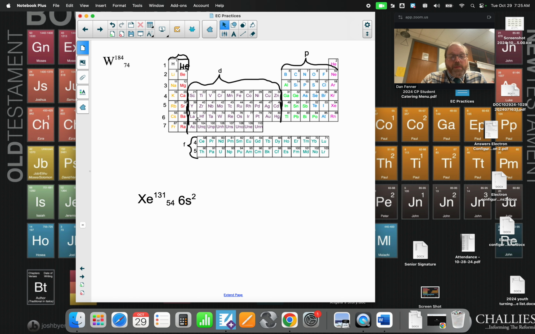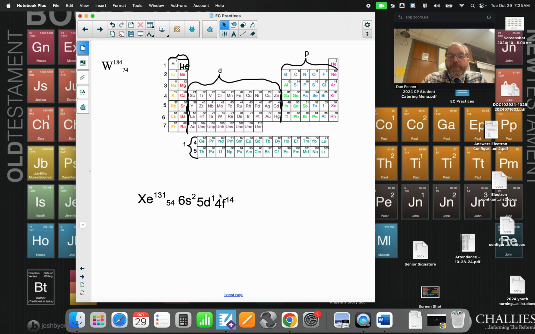Lanthanum. Lanthanum, remember, we count that one. We have to show the reader we're going through lanthanum. So it's 5d1. Now from here, 57, the next number is 58. Cerium, lutetium, that's 4f, and there's 14 across, so it's 4f14.